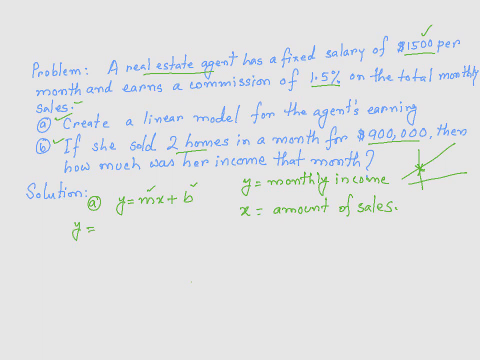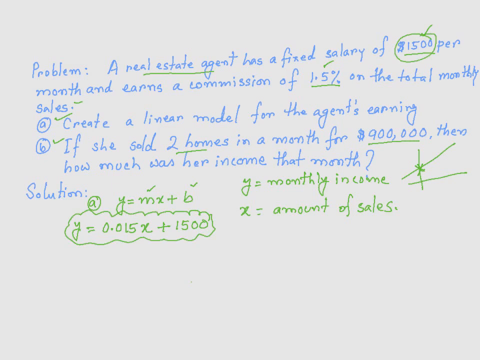mx. Now, what is m? The rate, 1.5%, or slope. That means she makes 1.5% of the total sales. So 1.5% is, by the way, 0.015. Don't make the mistake of writing 0.15, which is 15%. I see this typical mistake, something that you can easily avoid. Times X plus B. B is 1500, which is the fixed salary. Even if she doesn't make a single sale for the month, she's still going to earn this 1500.